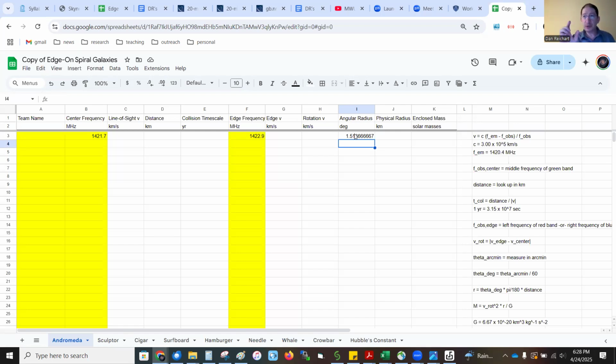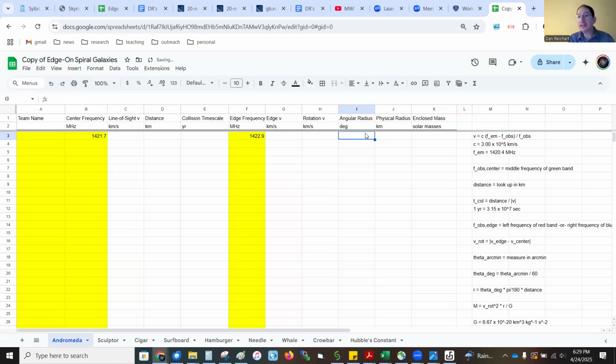Now, to convert that into a physical distance in kilometers, physical radius, we use the small angle equation. It's right here. We take that angle measured in degrees, convert to radians. So divide by 180 degrees, multiply by pi. In Excel, you've got to put parentheses there to get the full pi functionality. And then you just multiply by the distance away. That was this column right here. And that will give you the size, the radius of the galaxy in kilometers. Okay, I'll let you fill that in.